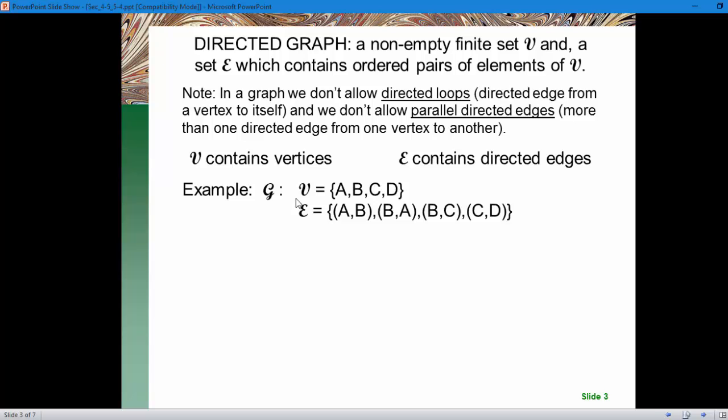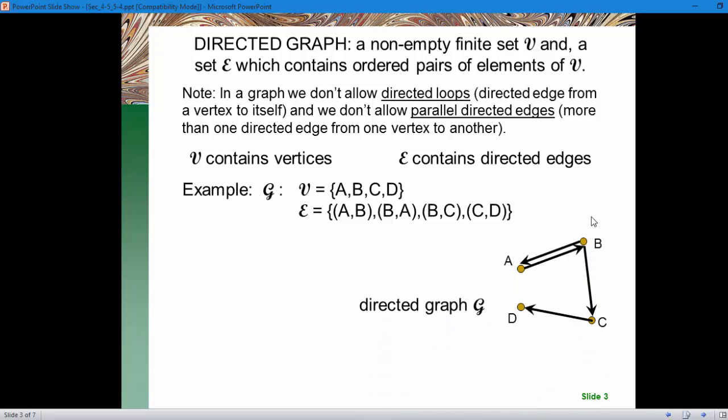So here is an example of a directed graph. The set of vertices is very similar. You list the vertices, and the edges are made of vertices, but as an ordered pair, a set of ordered pairs. So for example, here we see two ordered pairs, AB and BA. These two are different. This represents a directed edge from A to B, an edge going from A to B. And this represents an edge going from B to A.